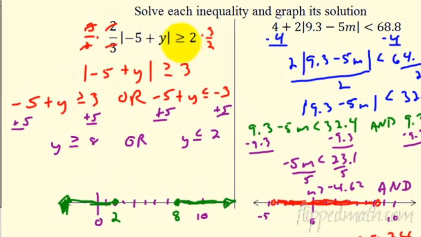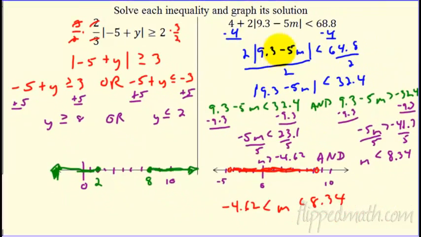On the left side, I hope you recognize after you simplify it, this is a greater than over here. Solve it, and you get y is greater than or equal to 8, or it's less than or equal to 3, or 2, I'm sorry. So not too bad there. Shade it. Make sure you graph it. You're good to go.